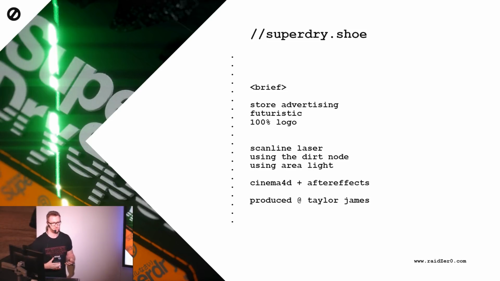Okay, so Superdry Shoe. Superdry is a clothing brand from the UK. They wanted some store advertising for some new trainers or sneakers that they wanted to feature in their stores. They've got stores all around the world, and they've got these huge TV screens that they just wanted some animation for. So they came to us, and they gave us an open brief, but they wanted it to be very futuristic, and they really, really liked their own logo. So they wanted to feature their logo very big, and they wanted it to be fun.